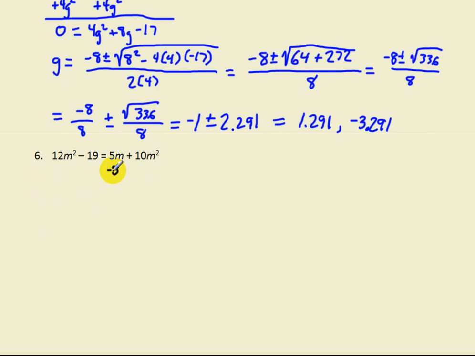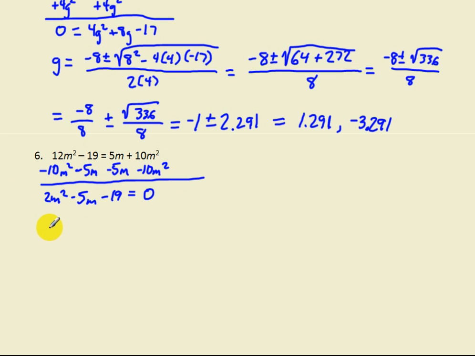Okay, number 6. We need to move two terms. I'm going to go ahead and subtract 5m and subtract 10m squared. And that means we need the same thing over here. It doesn't matter what order we write it in, actually. So I'm going to line up m squared under m squared minus 5m. Just make sure you're subtracting both. So we end up with 2m squared minus 5m minus 19 is equal to 0.